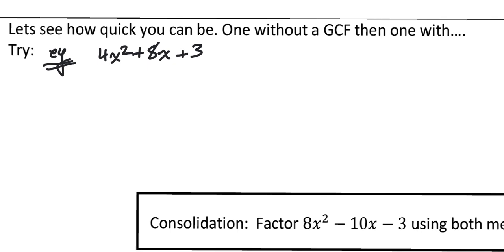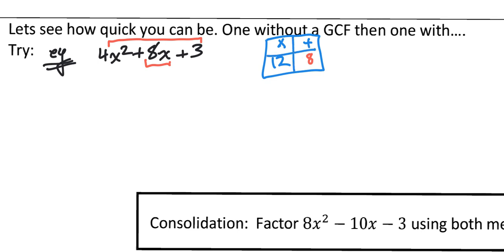Now, here's what we need to do. We need to look at the front and the back of our problem, okay? And we're looking for a number that timeses to, what's 4 times 3? 12, positive 12, but then adds to the middle term, 8x. So it's got to add to 8. So now I'm just going to put a little box over here, kind of keep that out of the way.